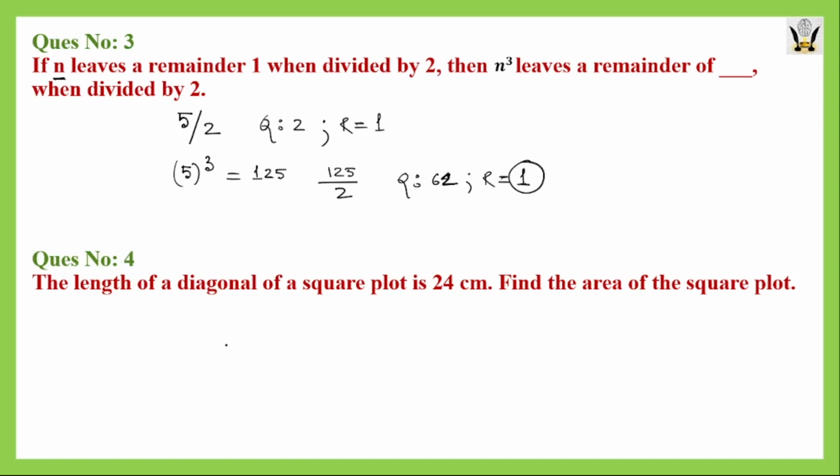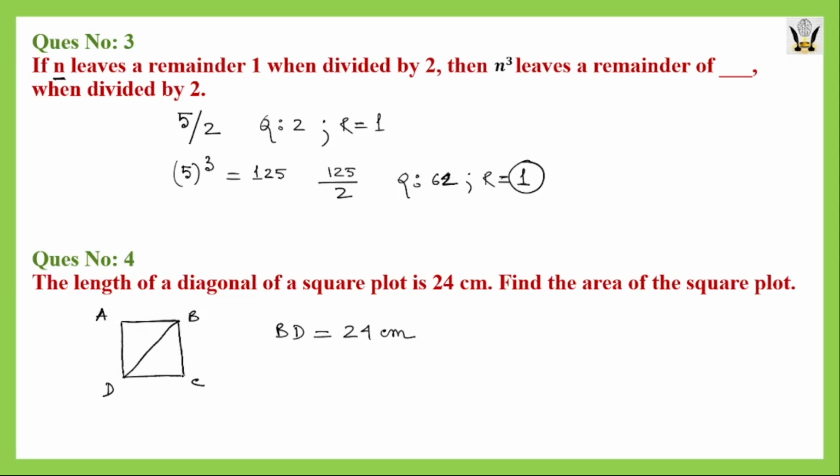Now the fourth question. The length of a diagonal of a square plot is 24 centimeter, then find the area of the square plot. So let's consider a square plot. ABCD in this figure is a square where BD is the diagonal, and as per the problem statement, the length of that diagonal is 24 centimeter. Fine. And we know that both the triangles which we have obtained by dividing this square by its diagonal into two equal triangles are right angle triangles.